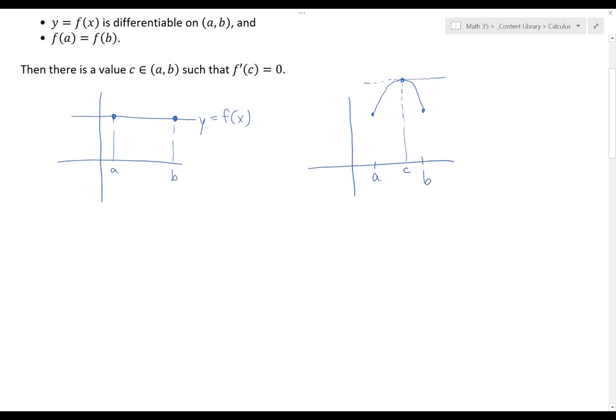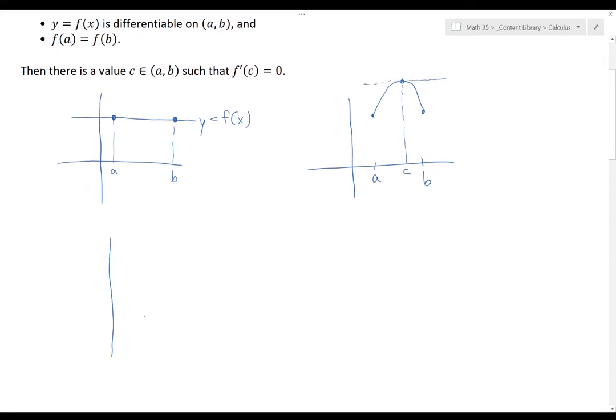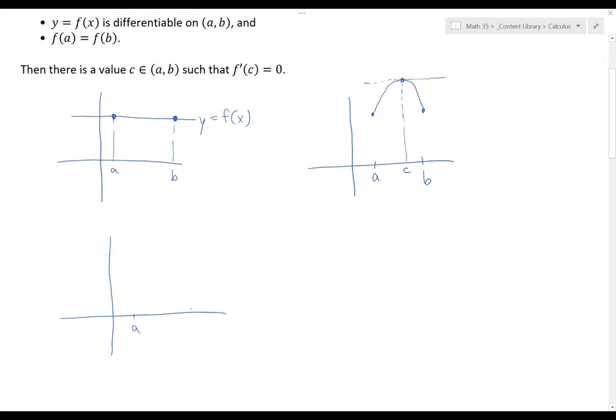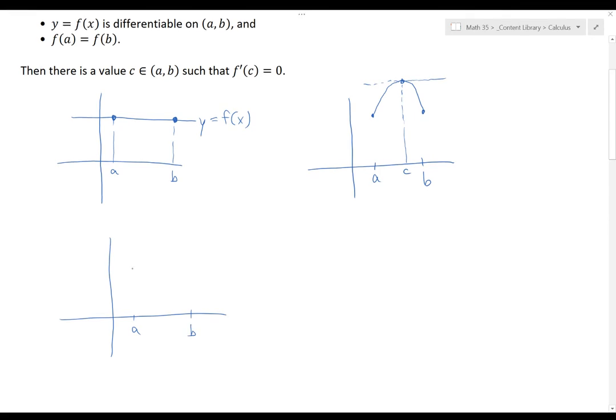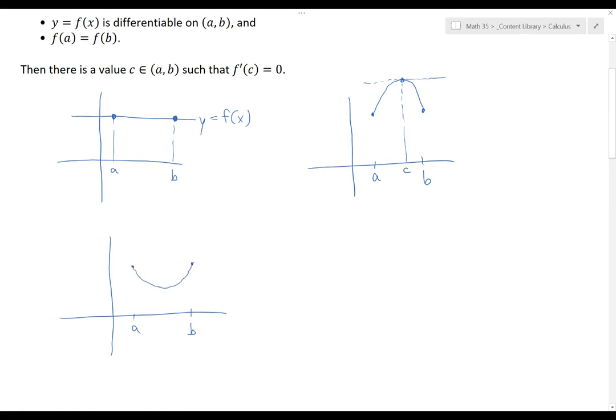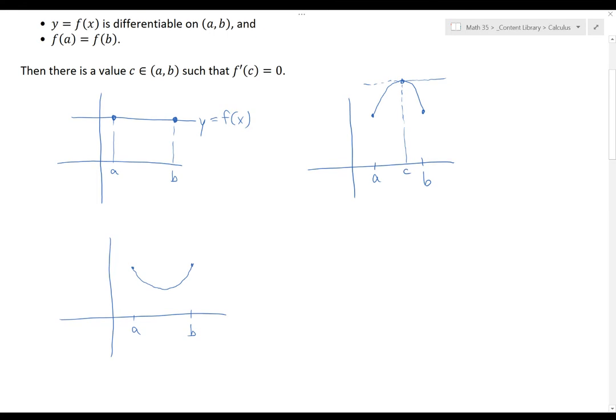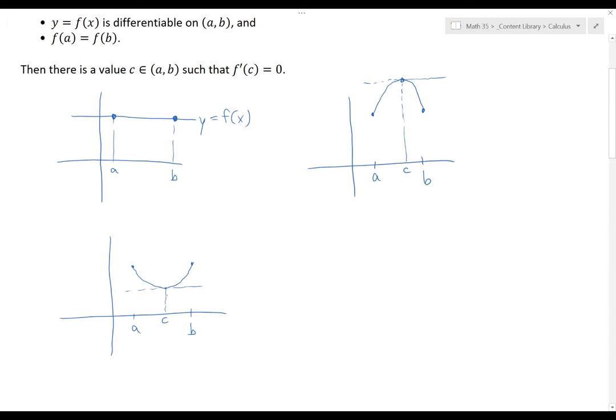Likewise, if my function starts out from a, and it starts out decreasing, but it has to get back to b by the time it gets to b, then somewhere it has to have reached a minimum. It has to have turned around. And when it reaches that minimum, it has a slope of zero, and that would tell me where c is.